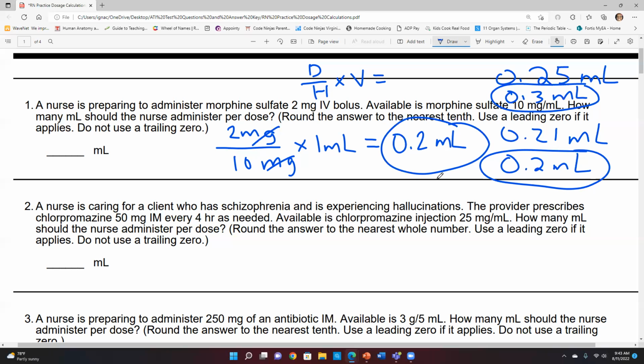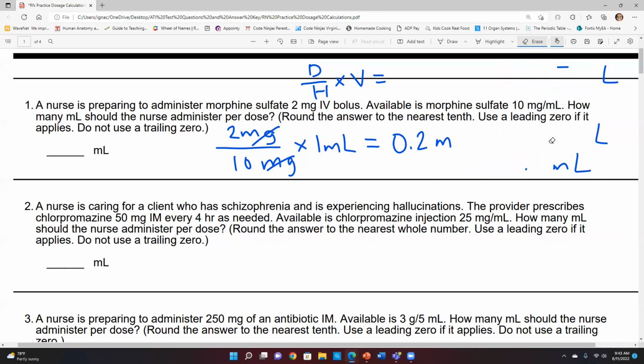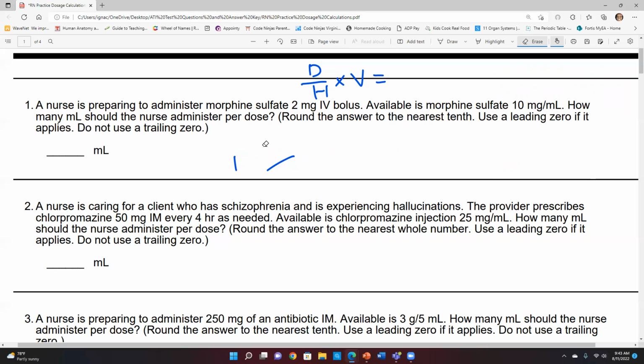So if you were to do the ratio and proportion method, let's erase this. Okay, we'll erase this and set it up as ratio and proportion. On the left side, we're going to put what we know. Okay, so I know that this medication comes in 10 milligrams over 1 mL. And now we have ordered 2 milligrams. So I'm going to solve for X because I don't know how many mLs I will have to administer.